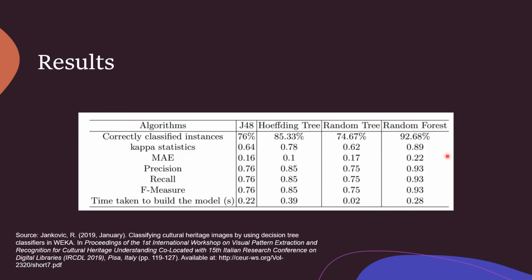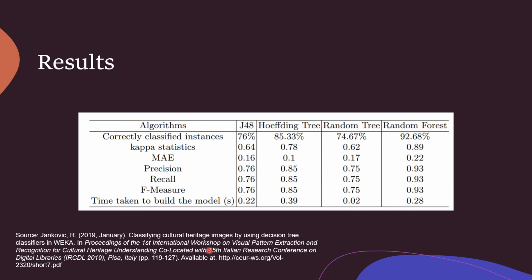The classification results suggest that the best performing model is the random forest with 93% of correctly classified instances, followed by the Hoeffding tree with 85%, J48 with 76%, and random tree with 75% of correctly classified instances. In terms of the mean absolute error, the lowest mean absolute error was found for the Hoeffding tree, followed by the J48, random tree, and random forest.